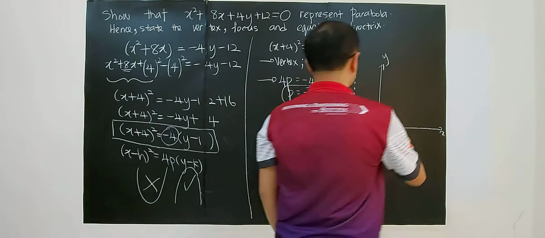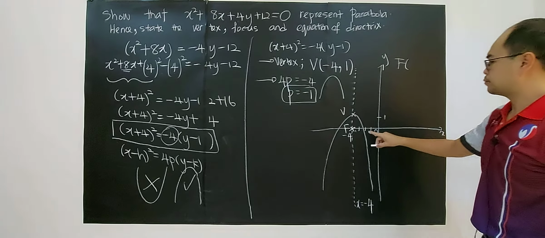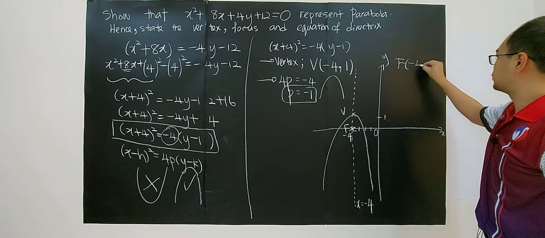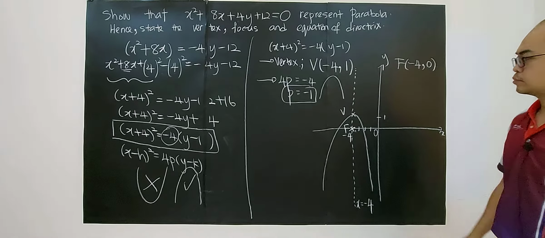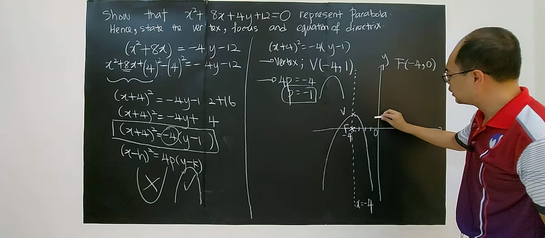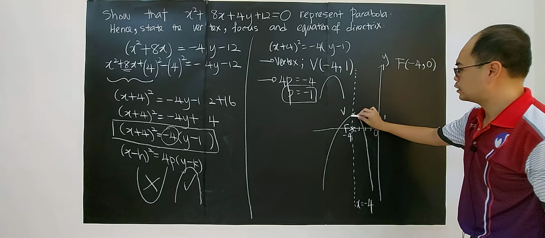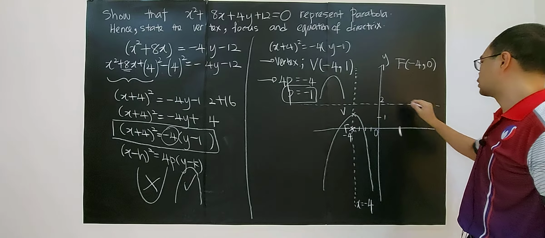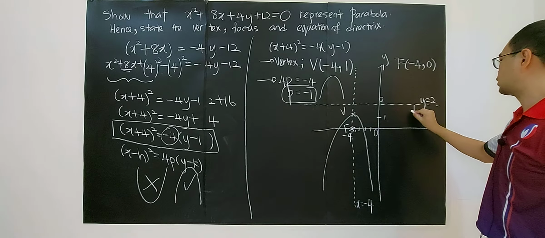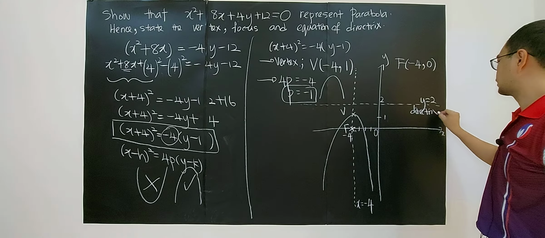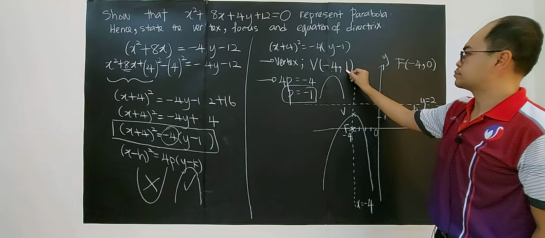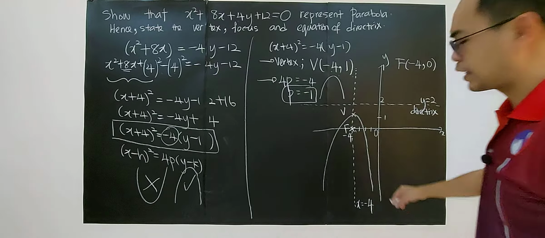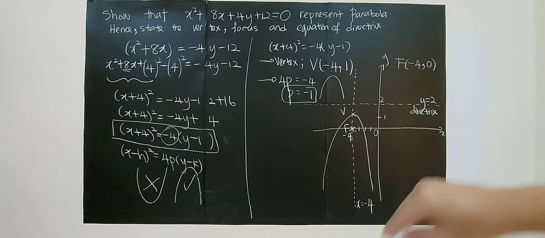We then label the focus here. The focus will be on the x-axis, 1 unit below the vertex, so it is negative 4, 0. Of course, the directrix will be 1 unit above the vertex, which is 2, so it passes through y equals 2. So this is y equals 2, which is your directrix. I have stated the vertex, the focus, and the directrix, and I sketched the graph as well. So this is all the information that you should know.